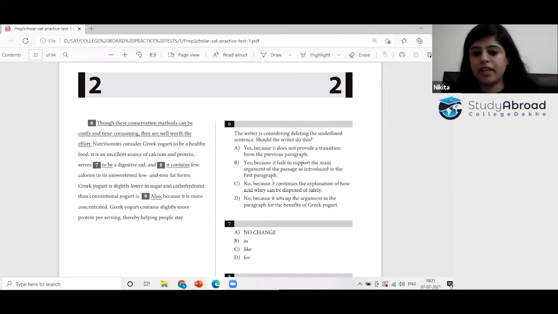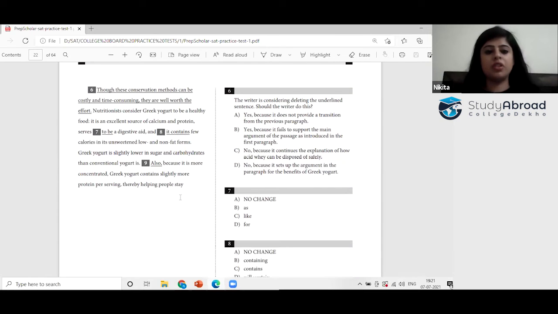It was definitely in relation to the topic that the passage is discussing. C said do not delete it because it continues the explanation, but we eliminated it in the first go even. So D becomes the right answer. Let's move on to the next one.